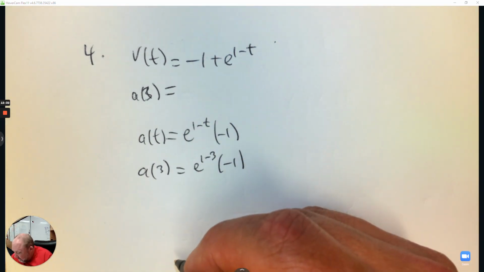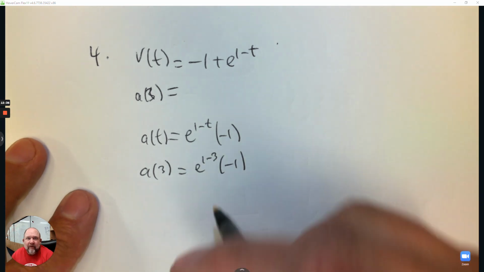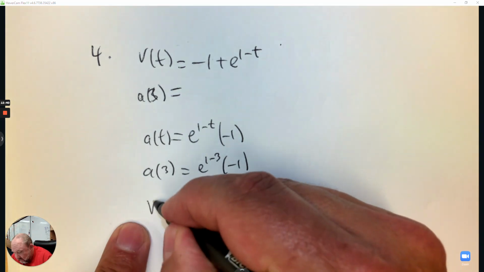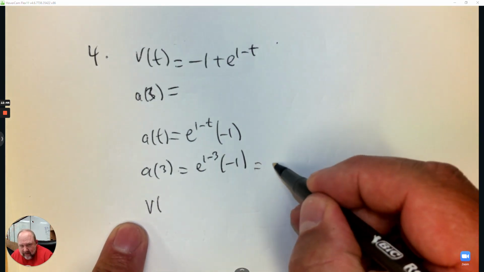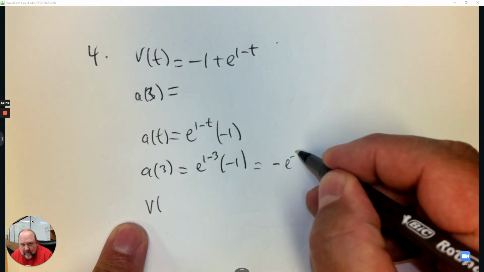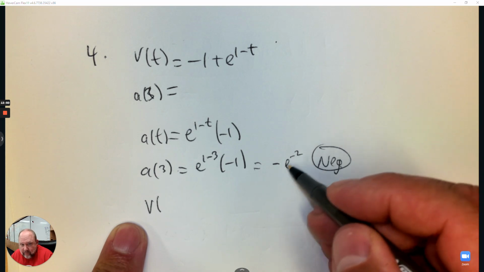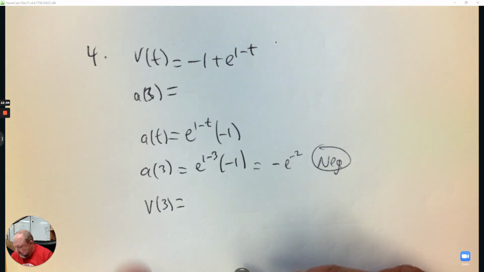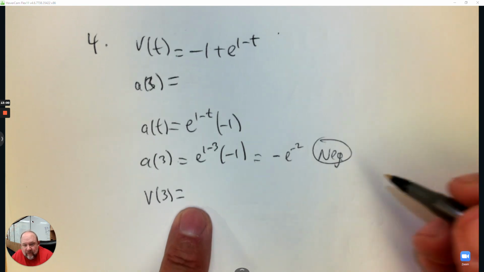Ask for the speed of the particle at 3. So for the speed of a particle, we haven't talked as much about this. I need to know two things: the velocity and the acceleration. So I already know the acceleration is a negative value, because e to the -2 is a positive number, and that makes it negative. If these signs match, we'll know if the speed is increasing or decreasing.